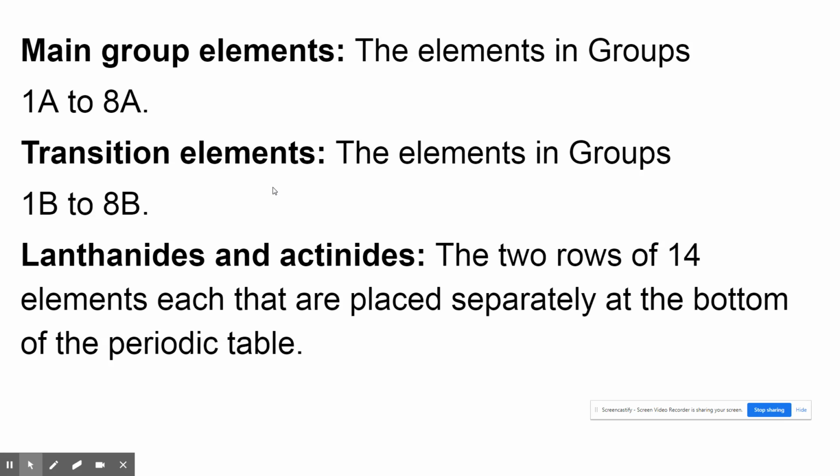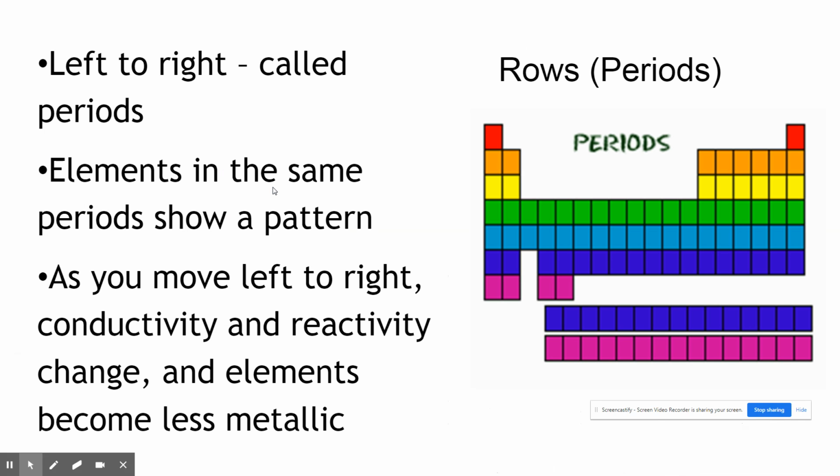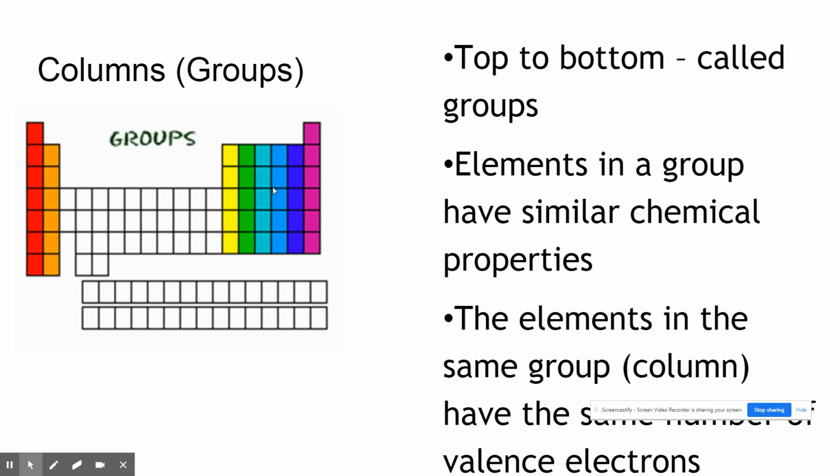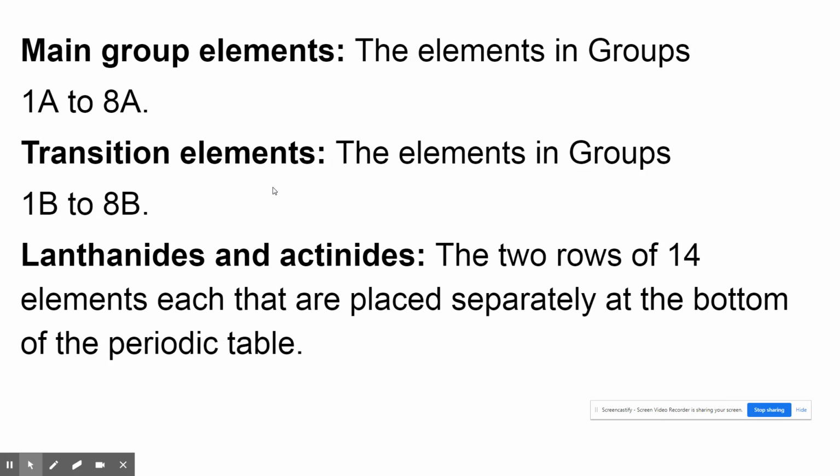Lanthanides and actinides are 2 rows of 14 elements each that are placed separately at the bottom of the periodic table. That is where you see the blue and the purple that are offset from the rest of the periodic table here. I like to think of them as Alaska and Hawaii on a map, because a lot of times you'll see Alaska and Hawaii placed in the same exact place on the map, and please do not think that Alaska and Hawaii are even remotely next to each other.